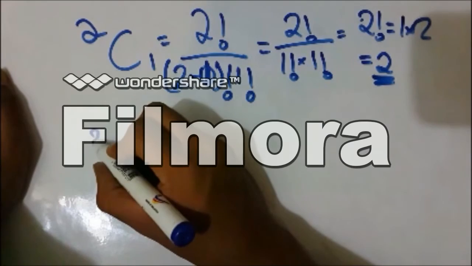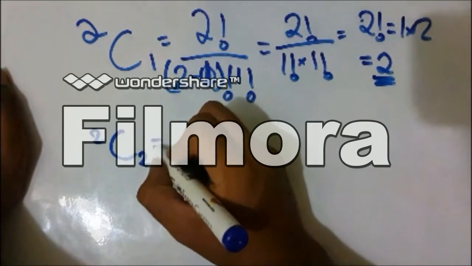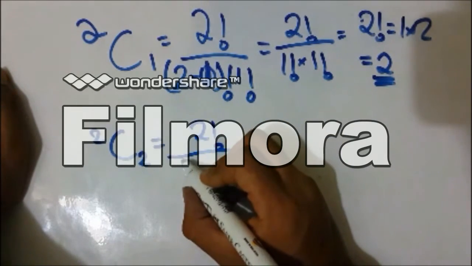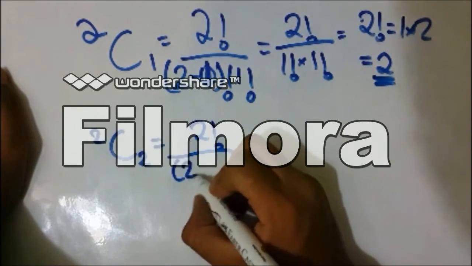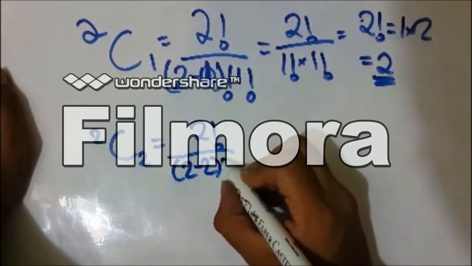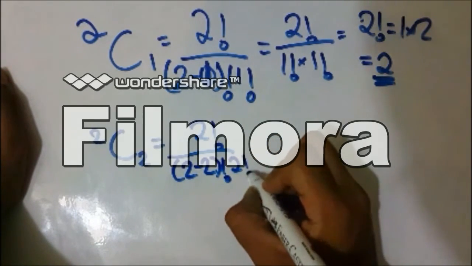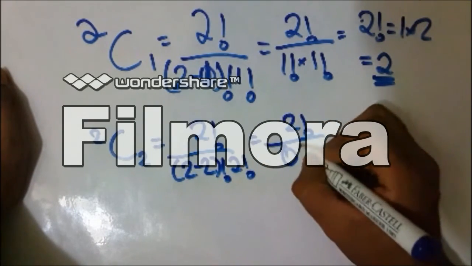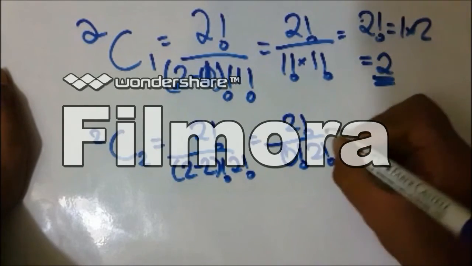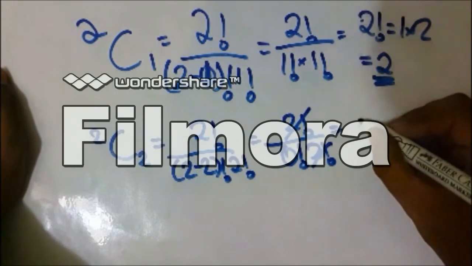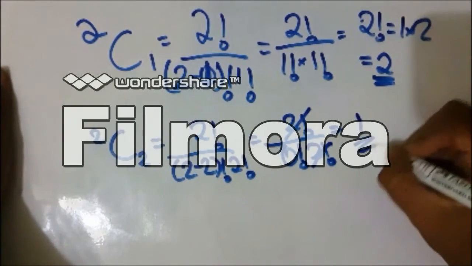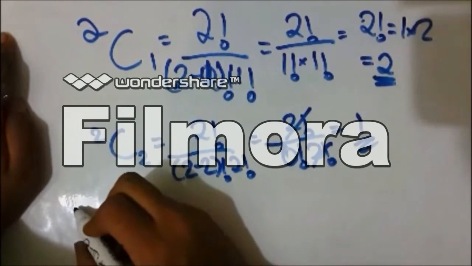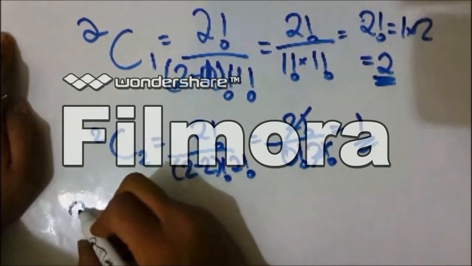Now 2C2 is equal to 2 factorial by (2 minus 2) factorial into 2 factorial, which is 2 factorial by 0 factorial into 2 factorial. The 2 factorials get cut, hence it's equal to 1. Now we have found all the coefficients for n equal to 2.